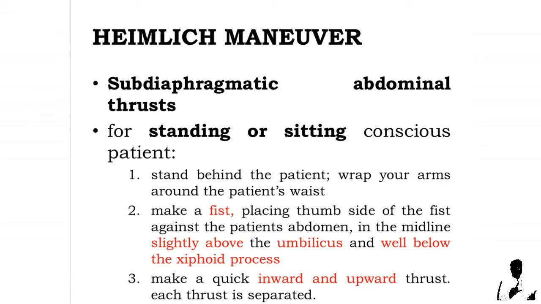Heimlich maneuver, also diaphragmatic abdominal thrusts. For standing or sitting conscious patient, stand behind the patient, wrap your arms around the patient's waist, make a fist, placing thumb side of the fist against the patient's abdomen, in the midline slightly above the umbilicus, and well below the xiphoid process. Make a quick inward and upward thrust. Each thrust is separated.